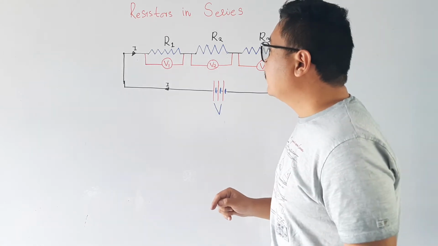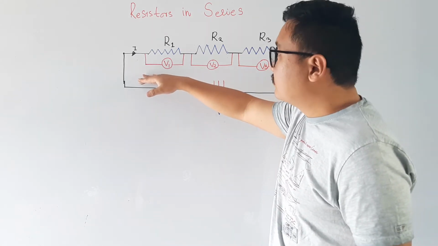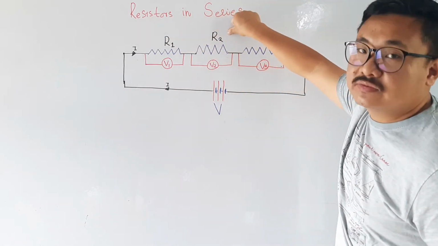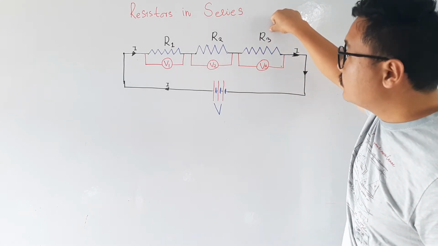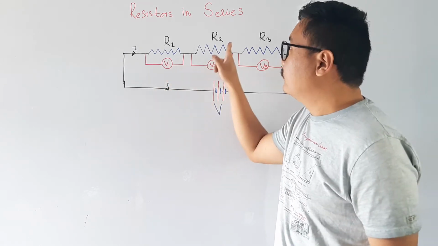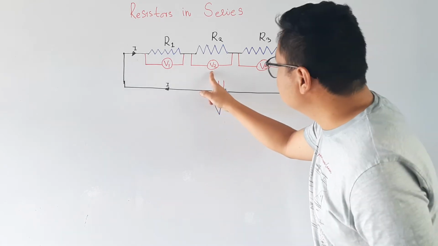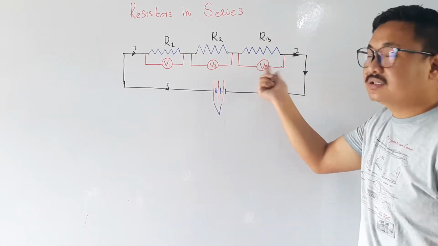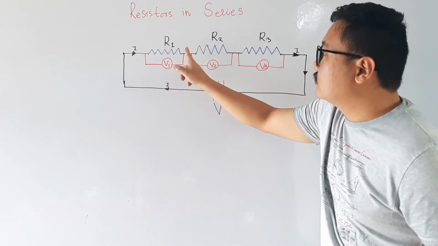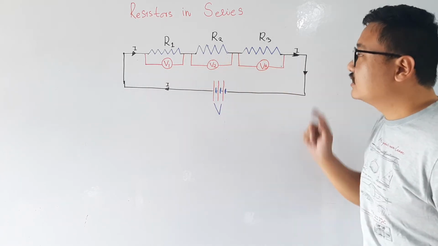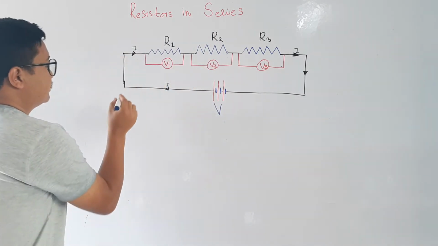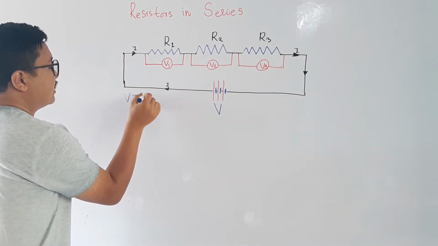But in series the potential will change. For this resistor there is a different potential, for this there is a different potential, for this there is a different potential. Therefore, for R1 let the potential drop be V1, for R2 the potential drop is V2, and for R3 the potential drop is V3. But the current remains the same. If it is 2 ampere here, then here also 2 ampere, here also 2 ampere. Everywhere in series the current remains the same.